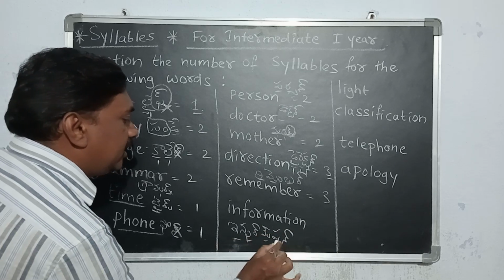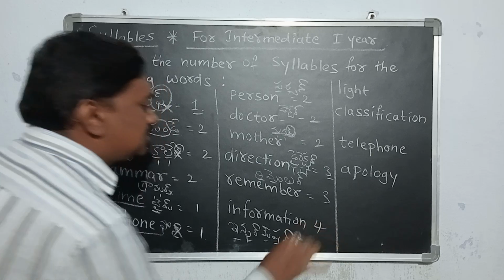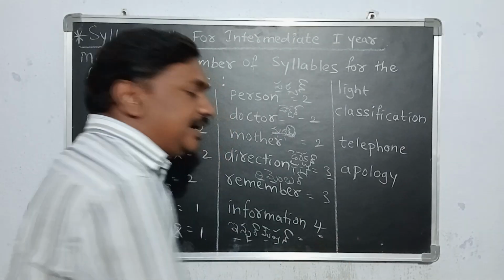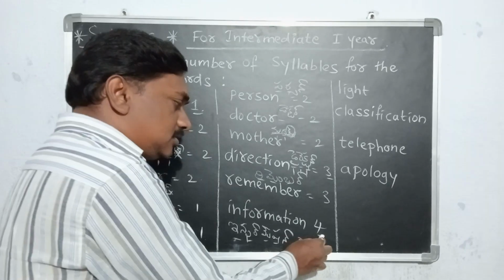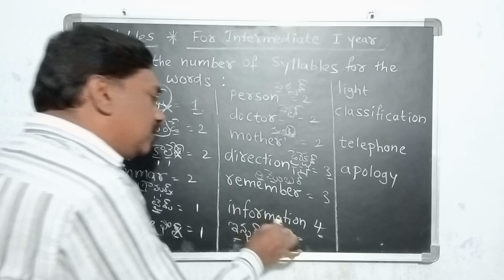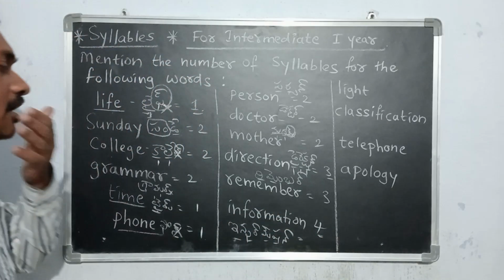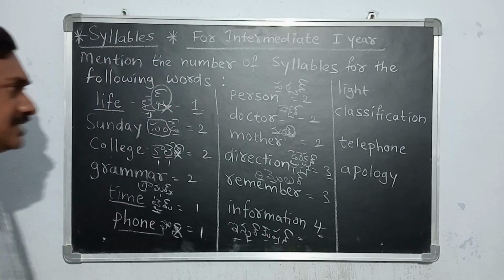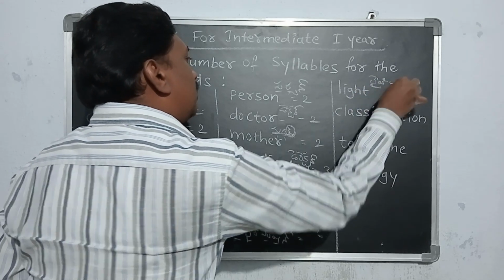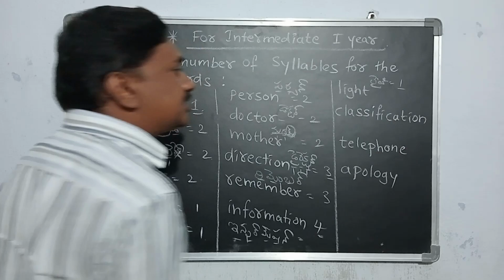Information. One, two, three, four. So this is a polysyllabic word. There are four syllables in the word information. Next, the word light. In the word light there is only one syllable, so it is a monosyllabic word.